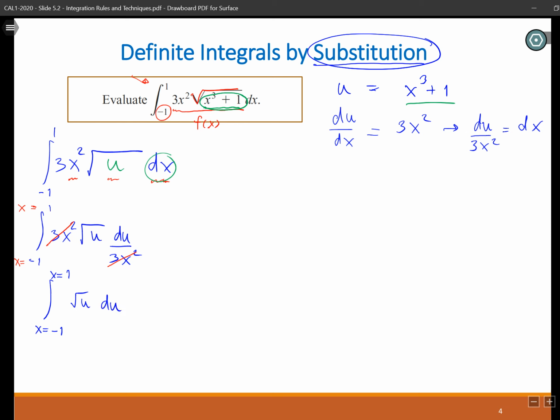Here you can perform the integration right now because we have this square root of u and du right here, so everything is fine. So here you have this integration of u to the power of 1 over 2. That's going to be u to the power of 3 over 2, and then it has to cancel with this power 3 over 2. And you have to evaluate this at x equal to minus 1, x equal to 1.